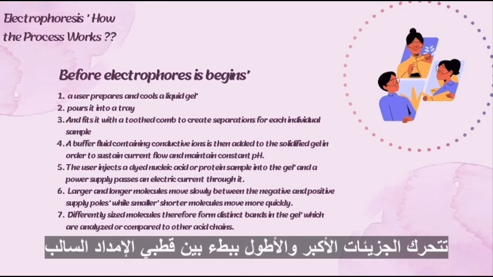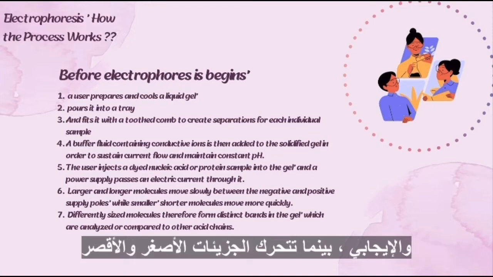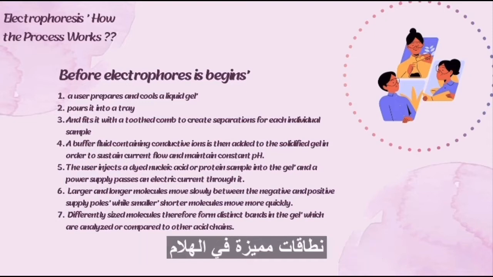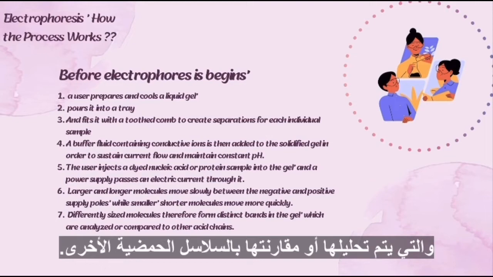Larger and longer molecules move slowly between the negative and the positive supply poles, while similar, shorter molecules move more quickly. Differently sized molecules therefore form distinct bands in the gel, which are analyzed or compared to the acid chain.